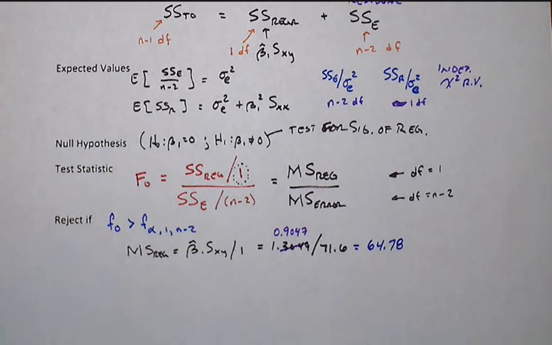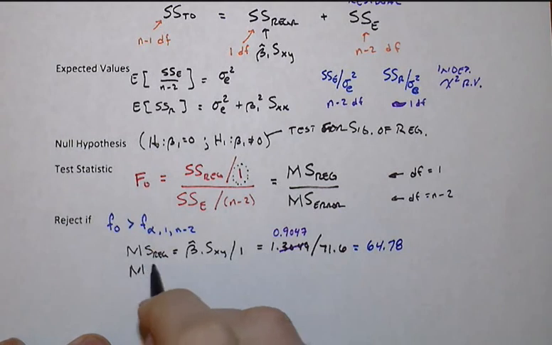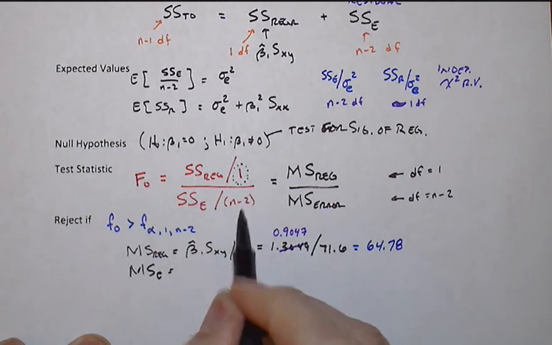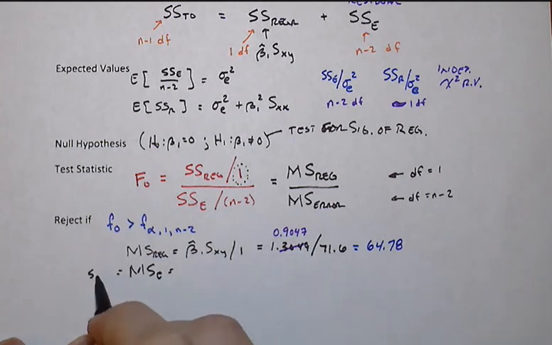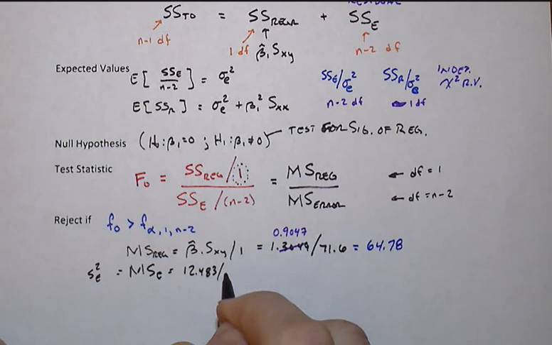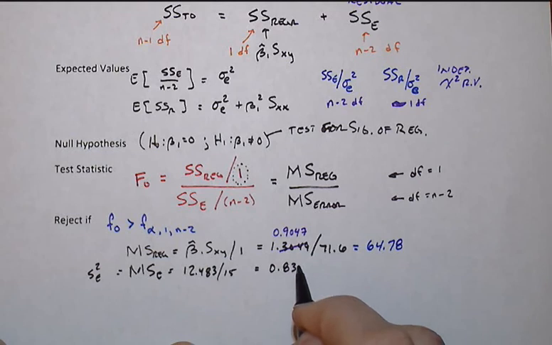Then our MSE is equal to, oh, hey, you know, SSE over n minus 2, that's the same thing as our standard deviation of the error squared. Right, so we actually already have that number. It's 12.483 divided by n minus 2, or 15, and that number we actually already have is 0.8322. Right, and if you take the square root of that, that's the 0.912 that we were using before.